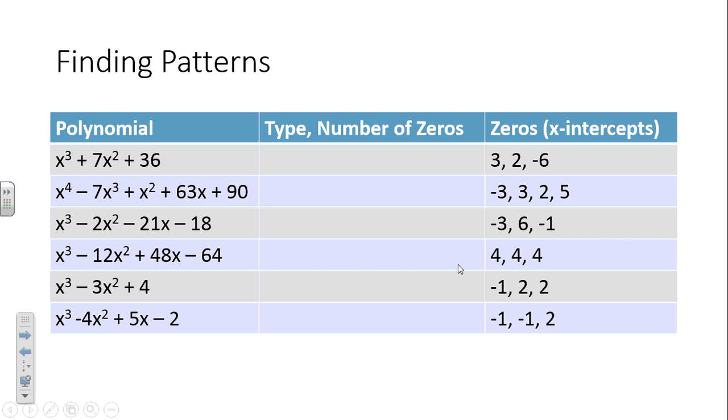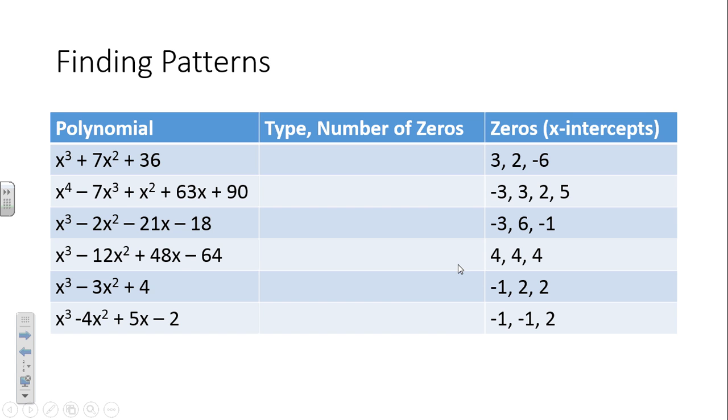So let's look at some patterns, see if we can figure out something so that we can have an idea of how many zeros we're working with. If you look at this one, first of all, what kind of a polynomial is this? Third degree. Third degree has another name. Cubic. So we have a cubic or third degree polynomial.